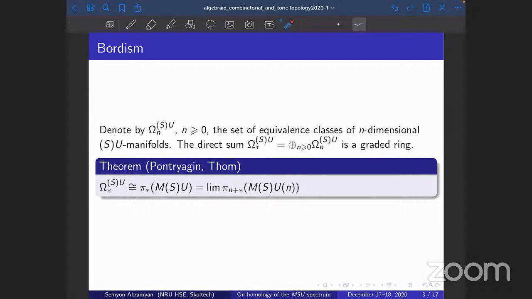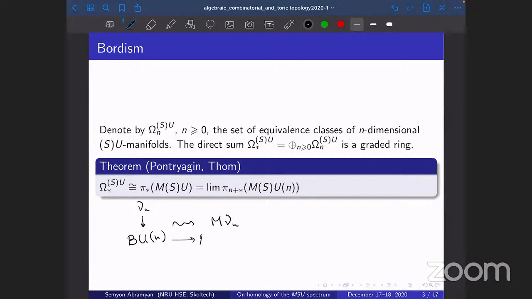Namely, I should remind you what this is: just a Thom spectrum corresponding to the unitary group. Namely, we can take BU_N, take the canonical bundle, the universal bundle over BU_N, and then we just take its Thom space.